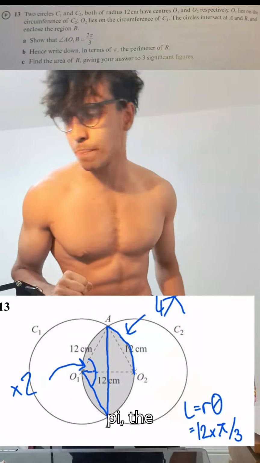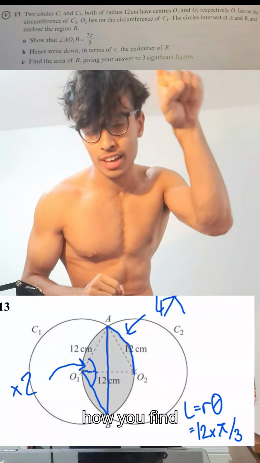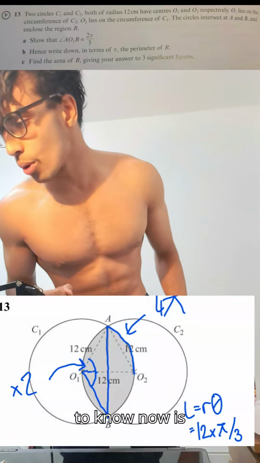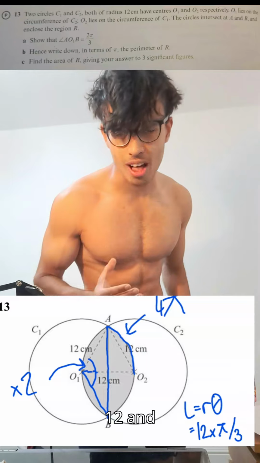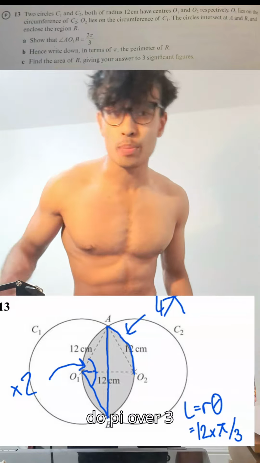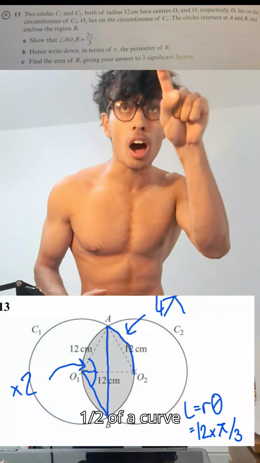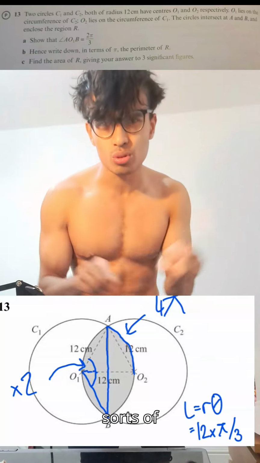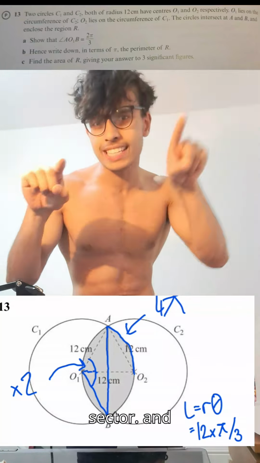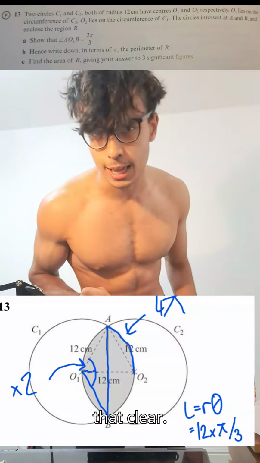B. Hence write down in terms of pi the perimeter of R. So L is r theta. That's how you find the curved part of a sector. And what you need to know now is that essentially the radius is 12, and regarding the theta, it's going to be pi over 3. So you do pi over 3 times 12, you get 4 pi for one curve, and there are 4 curves essentially that you have to think about, so you multiply by 4, you get 16 pi. I hope I made that clear.